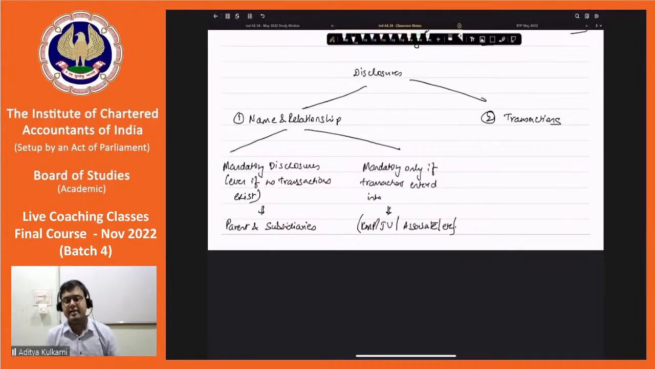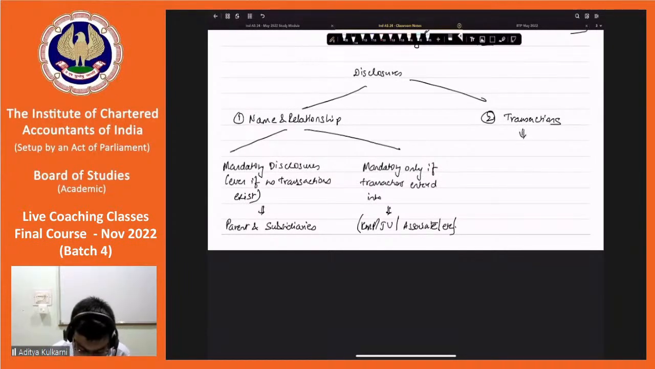Mandatory disclosures, even if no transactions exist: you will have to disclose the relationship with all your subsidiaries. The name and relationship, that is, who are your subsidiaries? What are the names of each of them? You will have to give all these details. Okay. Next one.